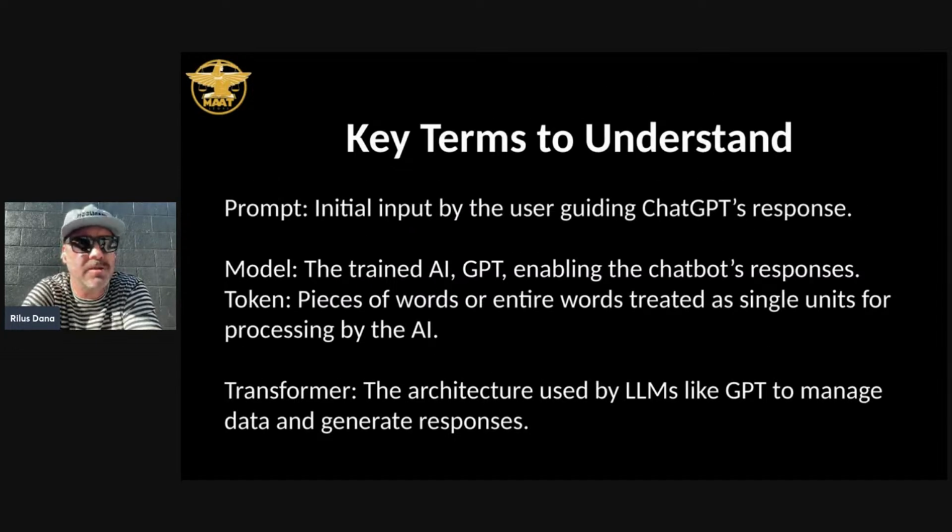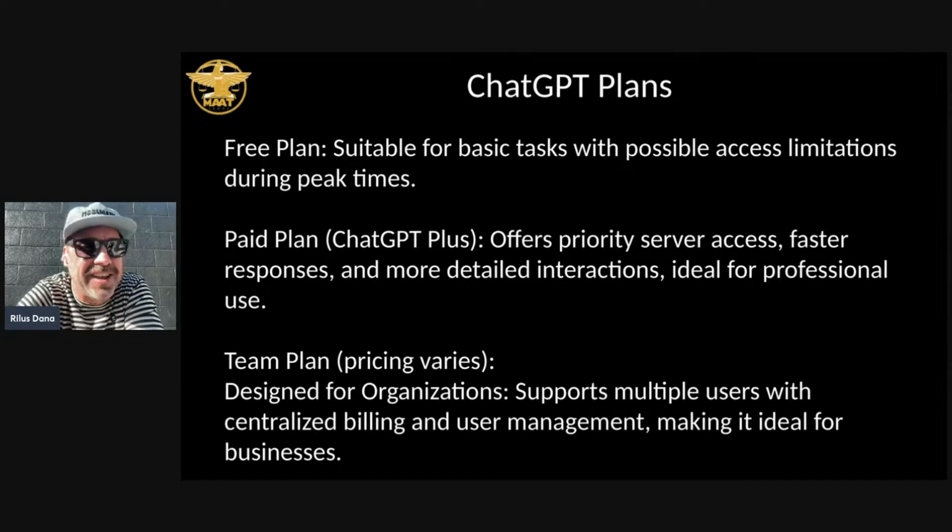So here are some key terms to understand. Prompt: that's the initial input by the user guiding ChatGPT's response. Model: the trained AI, GPT, enabling the chatbot's responses. Token: pieces of words or entire words treated as single units for processing by the AI. Transformer, I can't read that. Something's in the way. All right, you guys can read it though.